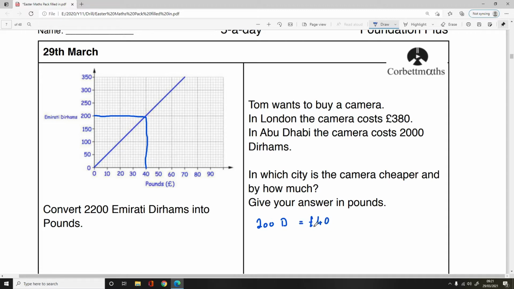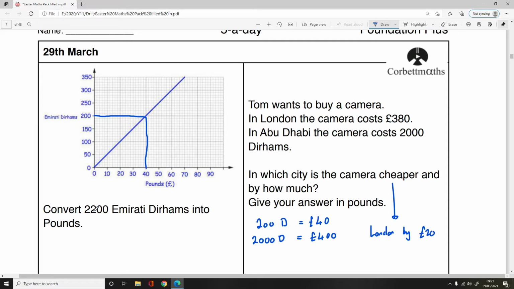Now we can do most of the things we need to do from that fact. It says we need to find out the cheaper one, and a 2,000 dirham camera would be 10 times as much, would be £400. So which one is more expensive? It's the one in Abu Dhabi. So in which city is the camera cheaper? We would say London by £20.